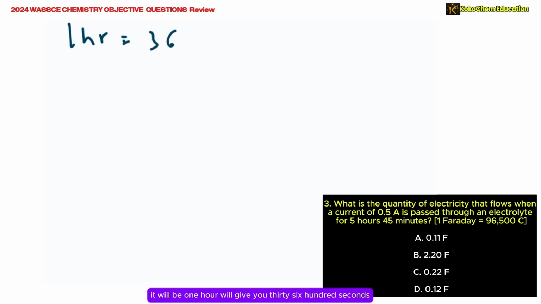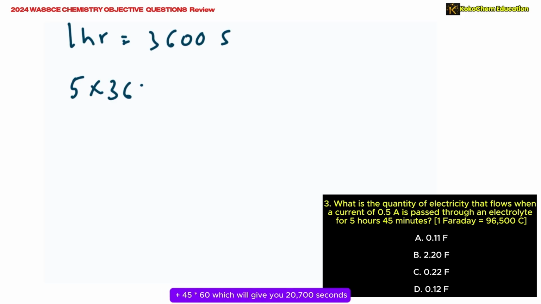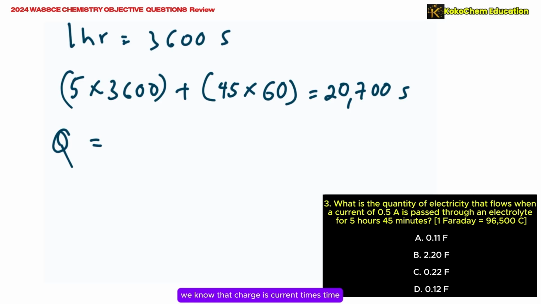So if we are converting 5 hours 45 minutes to seconds, 1 hour will give you 3600 seconds. So that means 5 hours 45 minutes will be 5 times 3600 plus 45 times 60, which will give you 20,700 seconds.